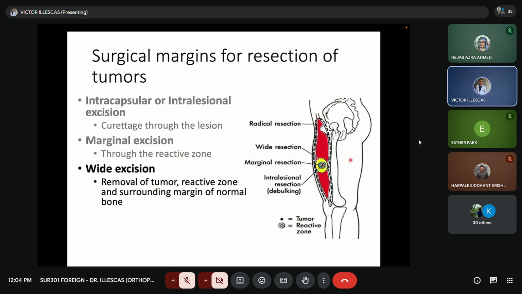How about wide excision? As I had mentioned with your malignant process, you remove the tumor, you remove the reactive zone, and you remove a cuff of normal bone and muscle. So most of the time, this is around 5 cm of healthy cuff of bone and muscle. And you can do your radical excision, wherein you remove the entire compartment. And in these cases, radical excision will mean amputation of the extremity.